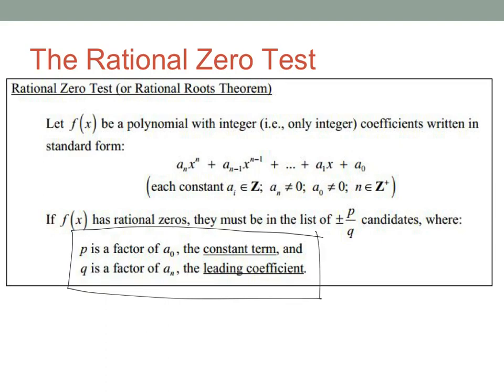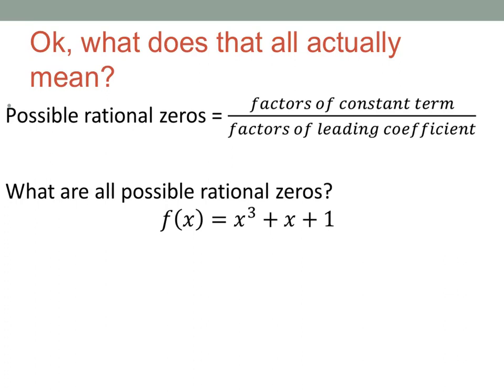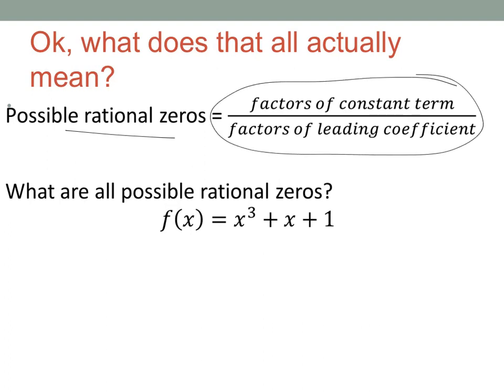Okay, so what we need to know is that P is the factor of a sub 0, which is the constant term of our polynomial. Q is the factors of the leading coefficient. And so all the rational zeros that we can find are in the list of plus or minus P divided by Q candidates. So what does that actually mean? Our possible rational zeros are going to come from this list of numbers: factors of the constant term over the factors of the leading coefficient.